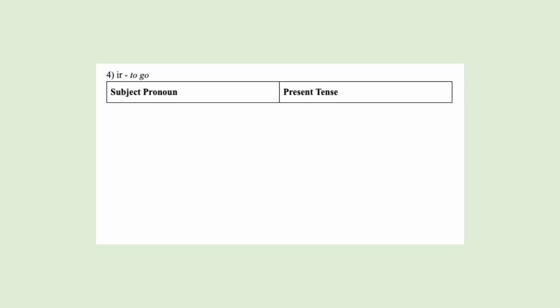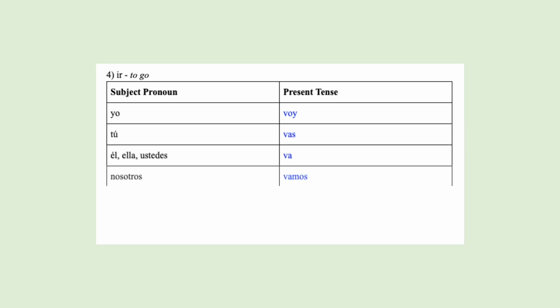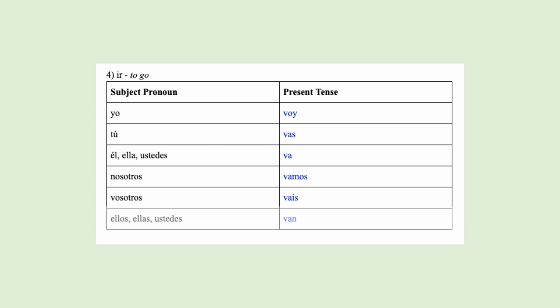And the present tense conjugations of ir. Voy, vas, va, vamos, vais, van.